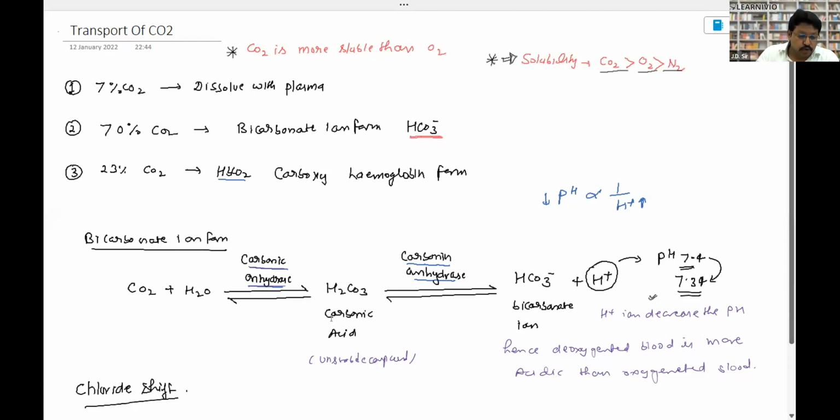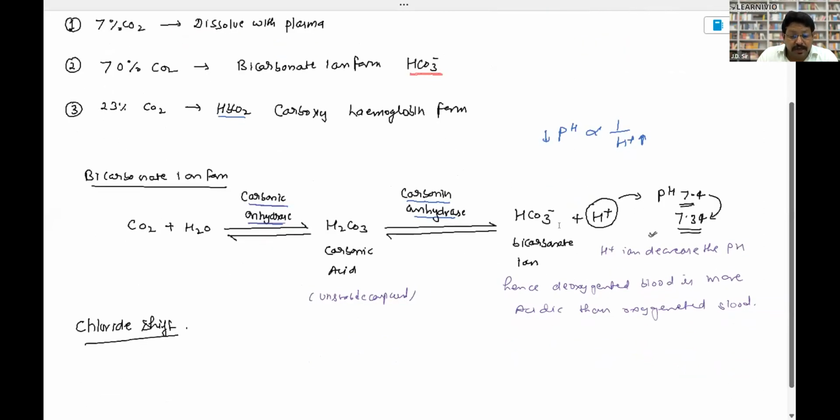They will make H2CO3, carbonic acid, right? Carbonic acid is an unstable compound. Try to understand, it is unstable. In presence of carbonic anhydrase, H2CO3 will dissociate into HCO3 negative, called bicarbonate ion, plus hydrogen, right?